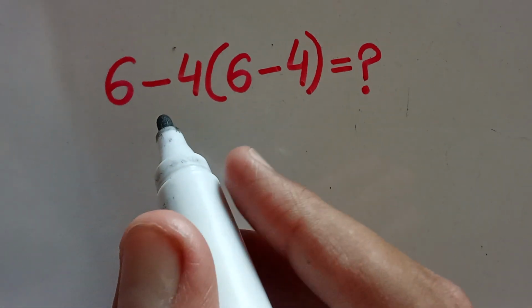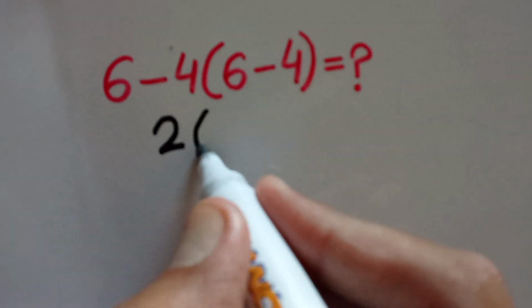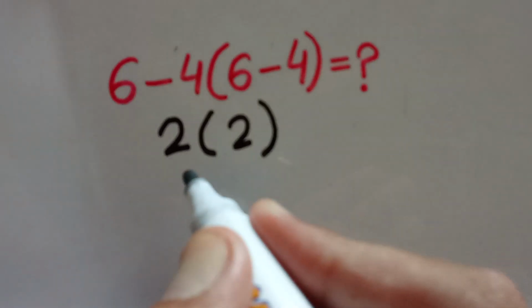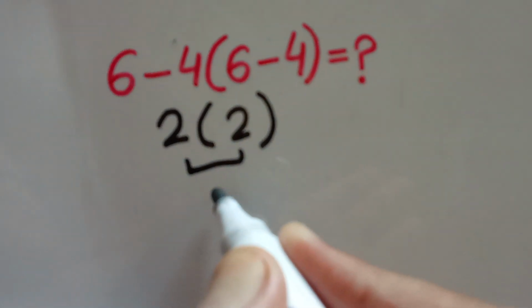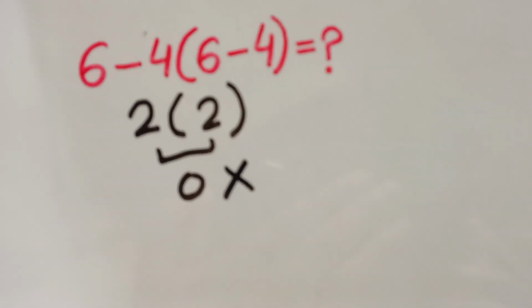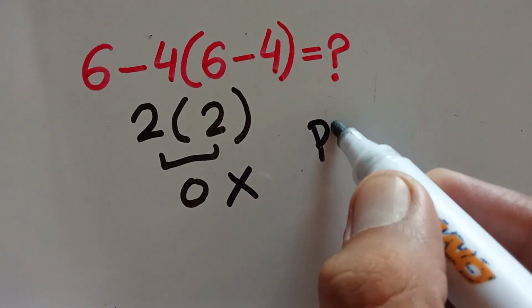So 6 minus 4 is equal to 2. And 6 minus 4 again is equal to 2. So 2 times 2 is equal to 0. But this answer is wrong because of the order of operations, which is PEMDAS.